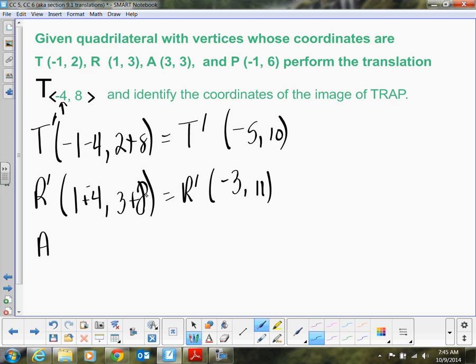Why? That's a positive 8. No, 1 plus -4. 1 plus -4. You didn't see my negatives, too tiny. Okay. Samantha, A. It is plus -4. Right. So what is A prime going to be?